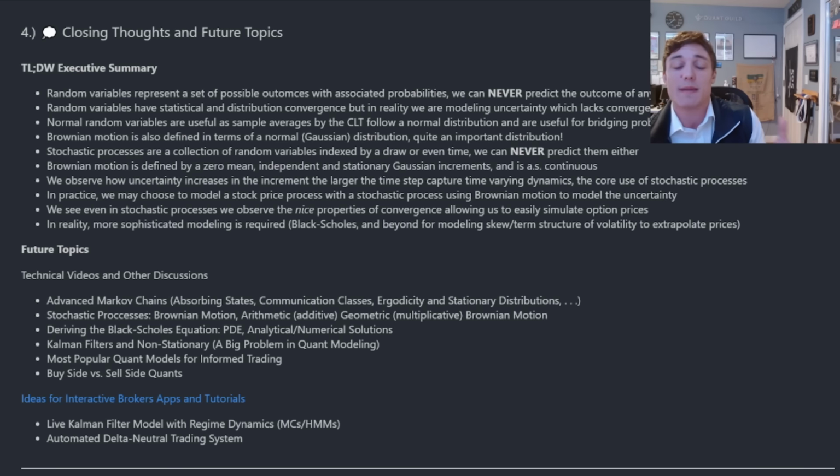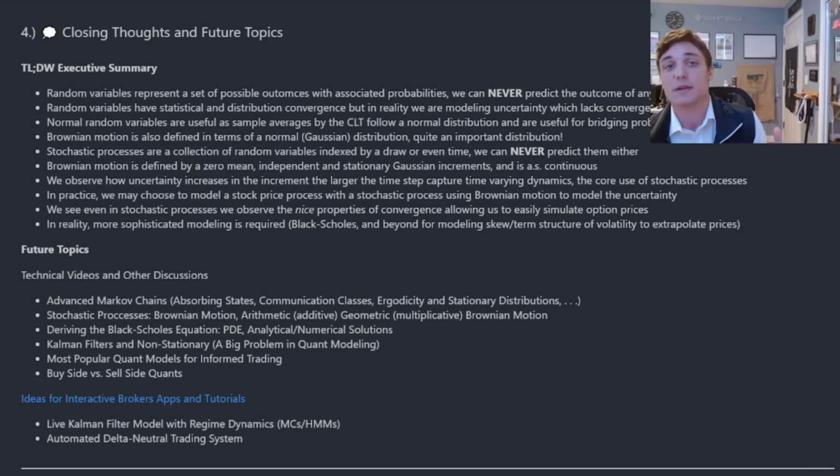Now, in practice, we may choose to model a stock price process with the stochastic process powered by the Brownian motion to model that uncertainty. And that's exactly what we saw with the arithmetic Brownian motion above when we used it to price a European call option. With stochastic processes, we observe the nice properties of convergence we saw with random variables, and that's just because it is a collection of random variables over an index. So we observe the same statistical and distribution convergence.